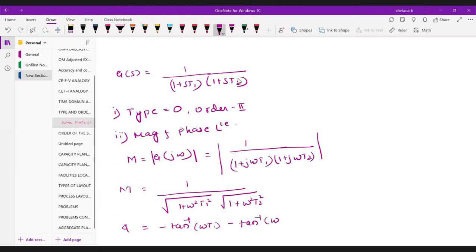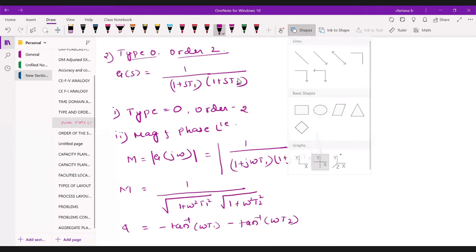Okay. So now you can see the plot by taking the values. So is that okay? So now I can take the heading here as type 0, order 2. Let me take this also as 2. Okay. Right. Now you can take the values and plot it.